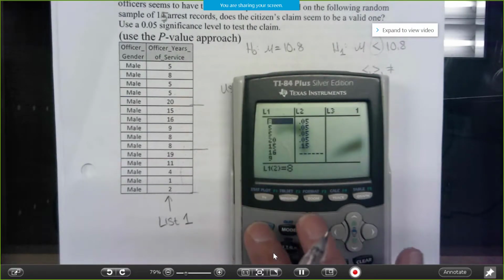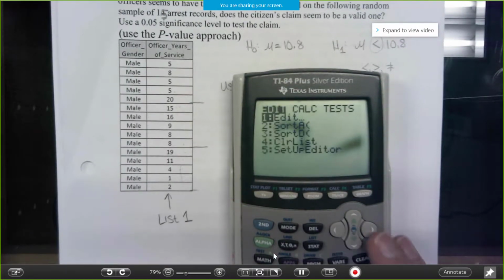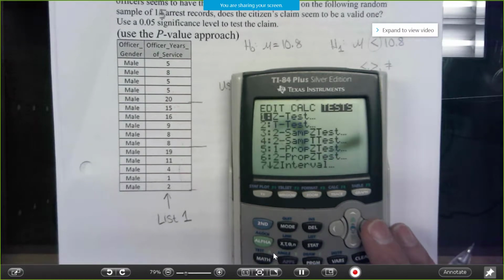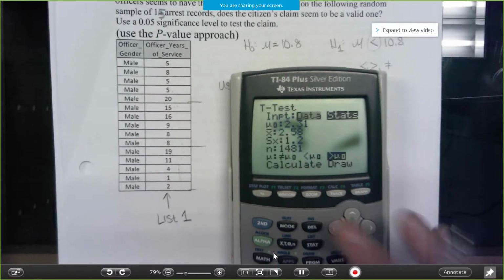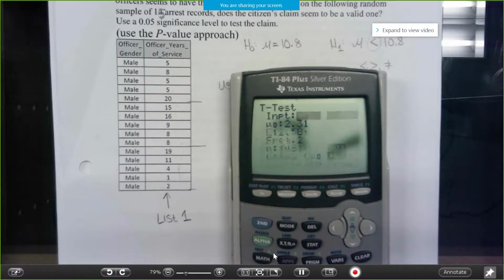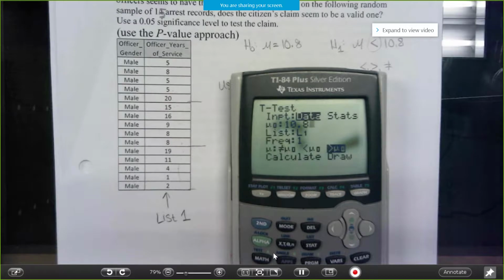Okay, so now do second quit, and then do stat, go over to tests, and then t-test. This time we have the data, so we want to make sure data is highlighted, not stats. And the mu, so when it says mu naught, that means the mu from the null, and that was 10.8. And my list is L1. If it doesn't already have L1 in there, then you just do second and the 1 key.